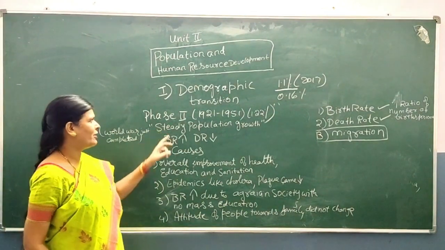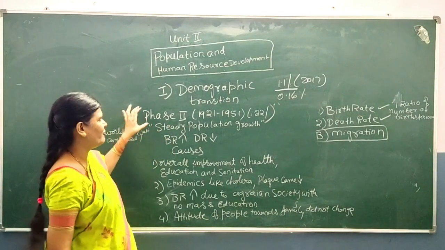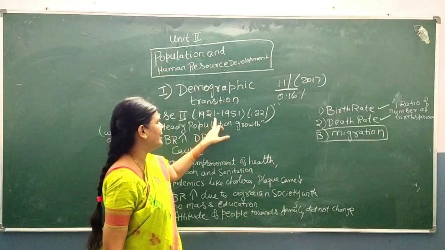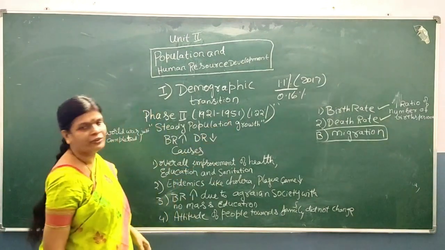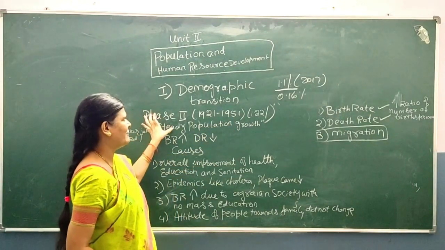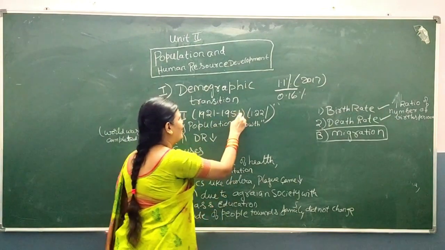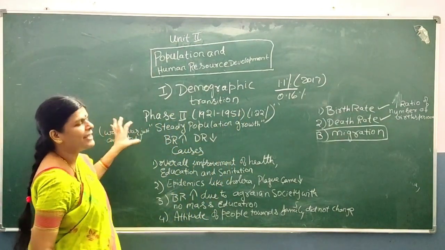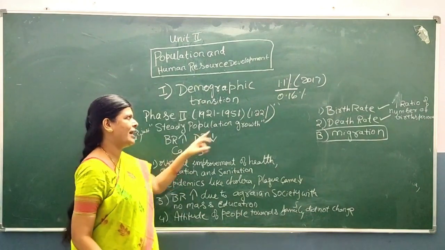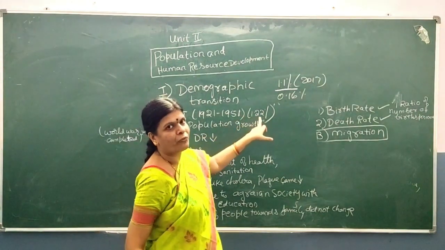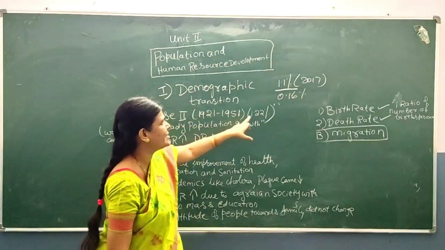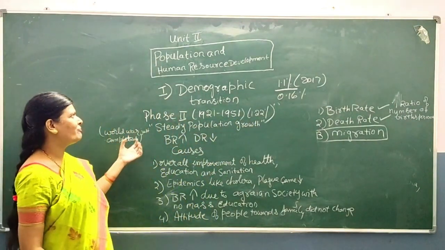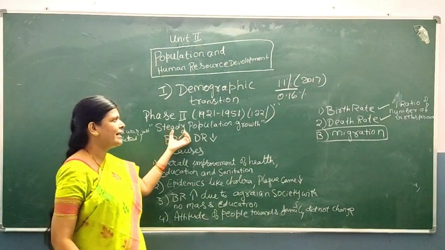Now in demographic transition I will explain phase 2. Phase 2 is from 1921 to 1951. At 1951, the World War had just been completed. The growth rate of population in this period is 1.22%. This phase is called steady population.